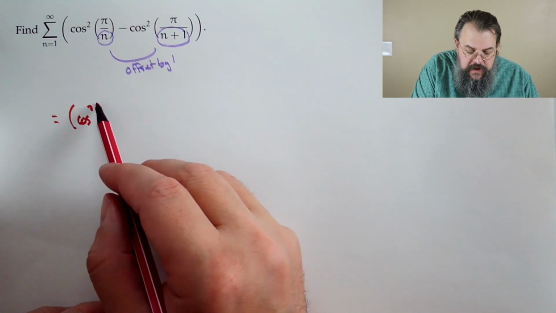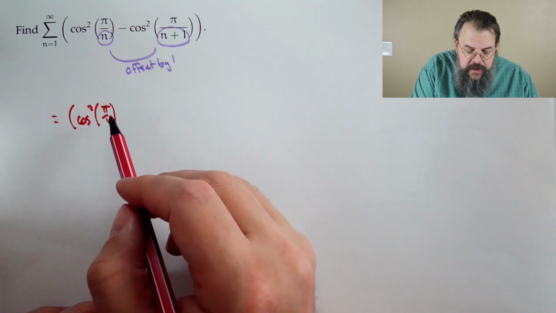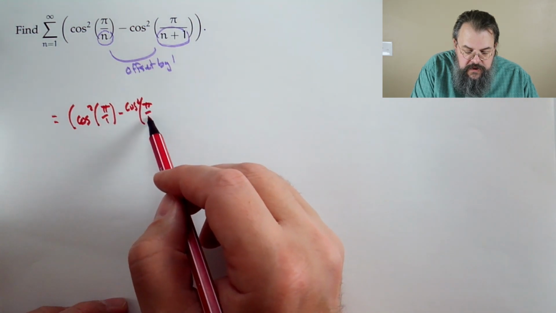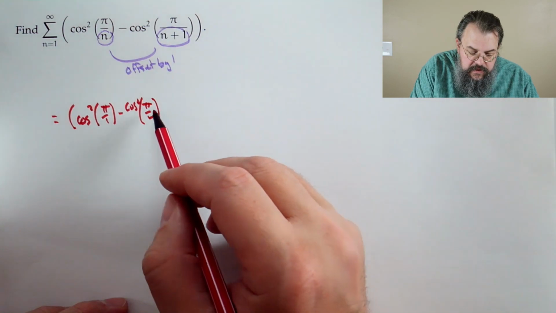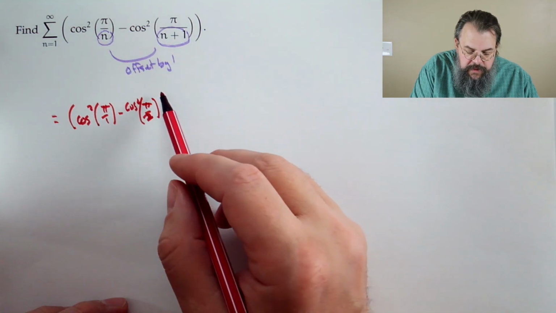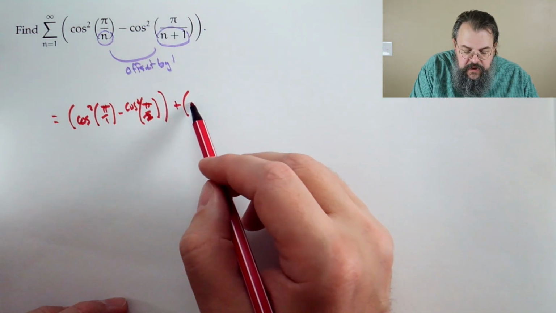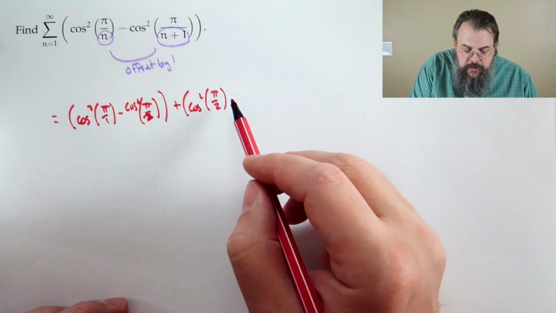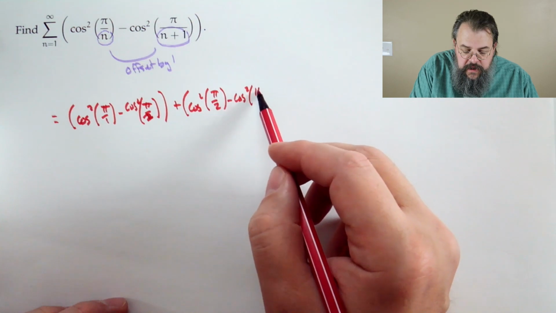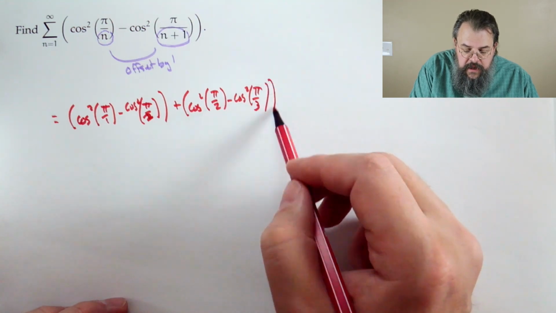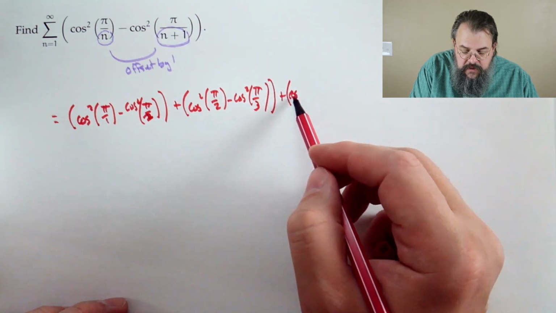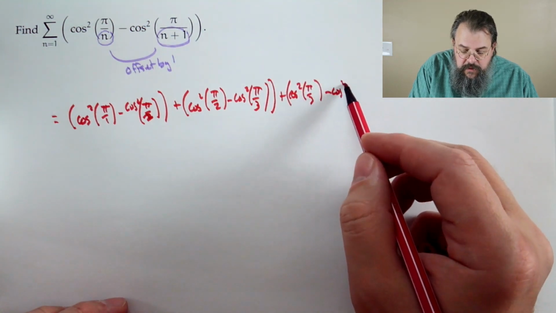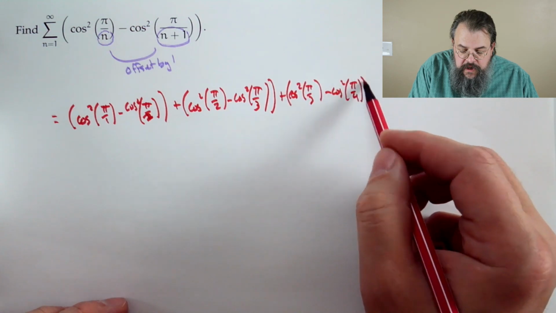All right, so you get cosine squared pi over 1 minus cosine squared of pi over 2. That's terrible looking cosine squared pi over 2, but that's all right. Plus cosine squared pi over 2 minus cosine squared pi over 3. And plus cosine squared of pi over 3 minus cosine squared pi over 4, and so forth.